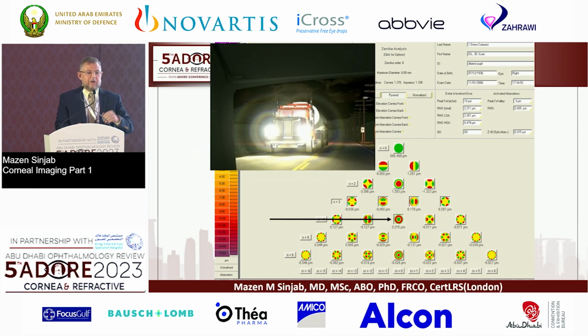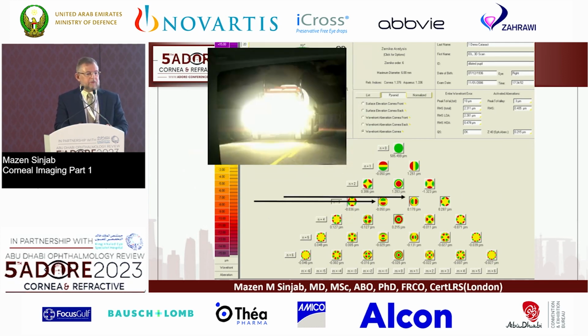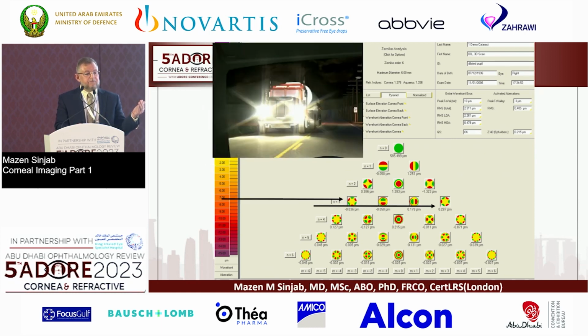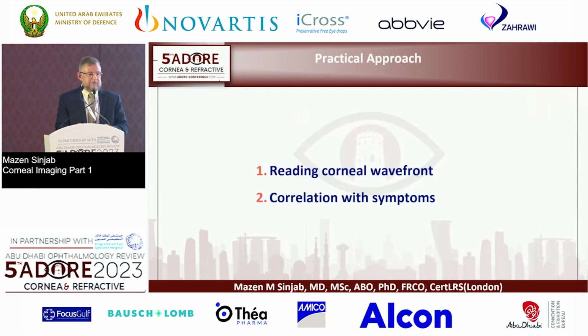Now, the spherical aberration is responsible for the halos. The vertical coma and horizontal coma, of course, are responsible for the shadows and the comet, as Dr. Ahmed said, and for the glare as well. And the trefoil is responsible for the starbursts.